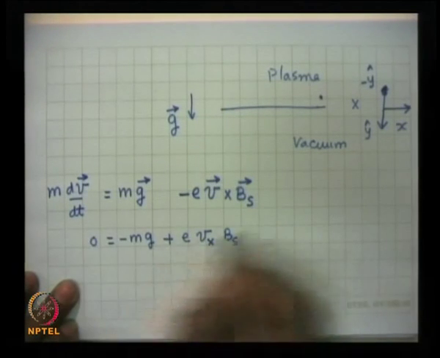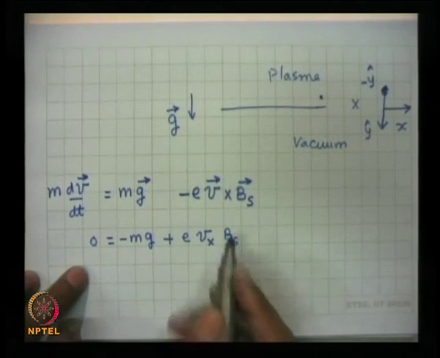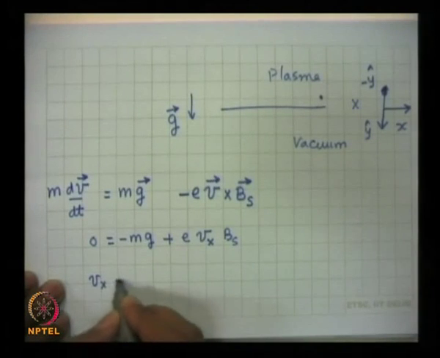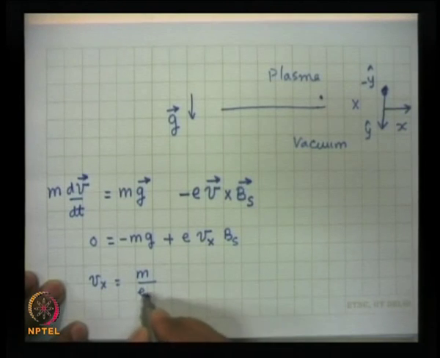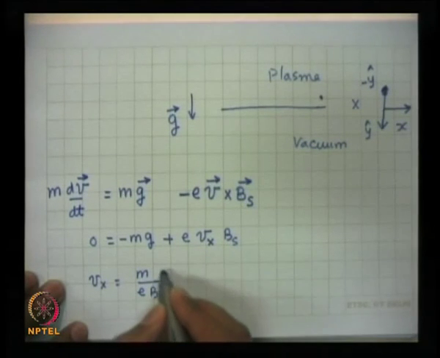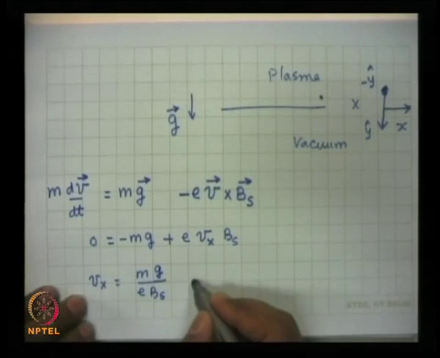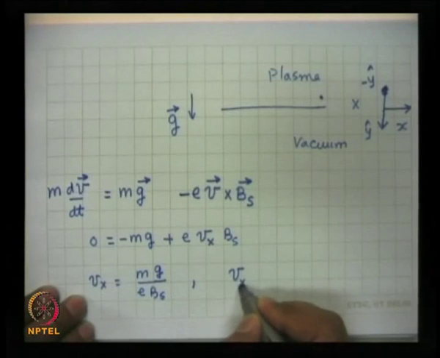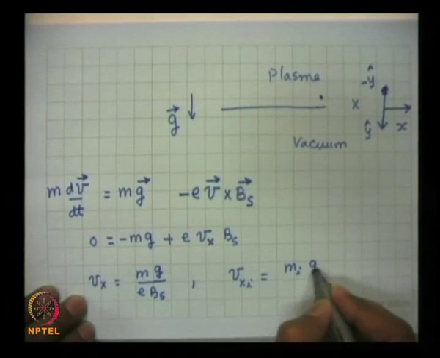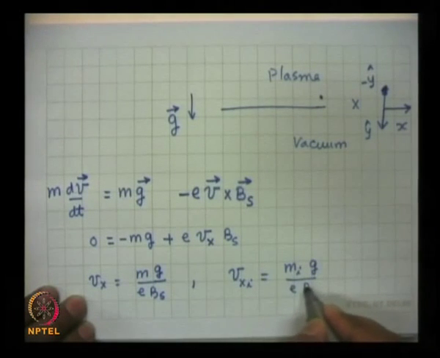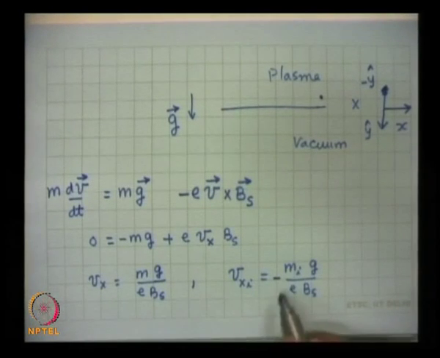So this will be the y component I want, so I will get Vx and z, but plus sign here, equal to 0. So when I equate the y component of this equation to 0, I get Vx equal to m g upon E B. Similarly, if you calculate for ions, Vx for the ions would be the mass of the ion times g upon E B, but the sign will be opposite because the charge of the ion is opposite to the charge of the electron.